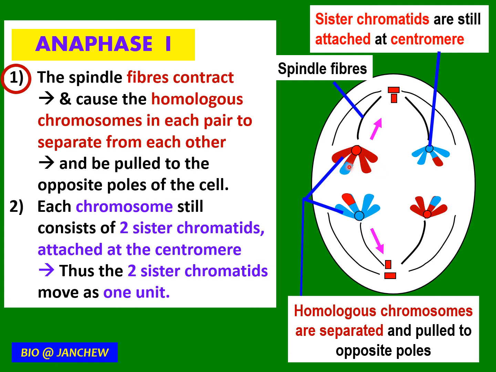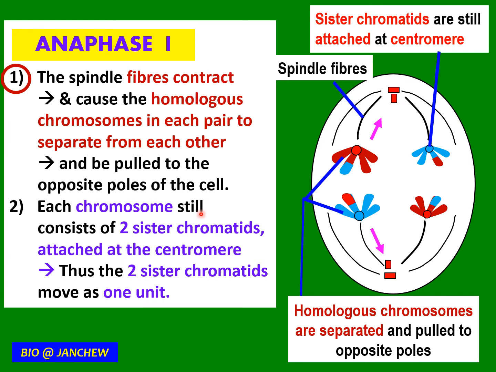So here we can see the pair of homologous chromosomes. When the spindle fibers contract, each chromosome will be pulled away from the other one, and they will separate and be pulled to the opposite poles of the cell. So the main thing that happens in anaphase I is that the homologous chromosomes separate when the spindle fibers contract, and they are pulled to opposite poles of the cell.